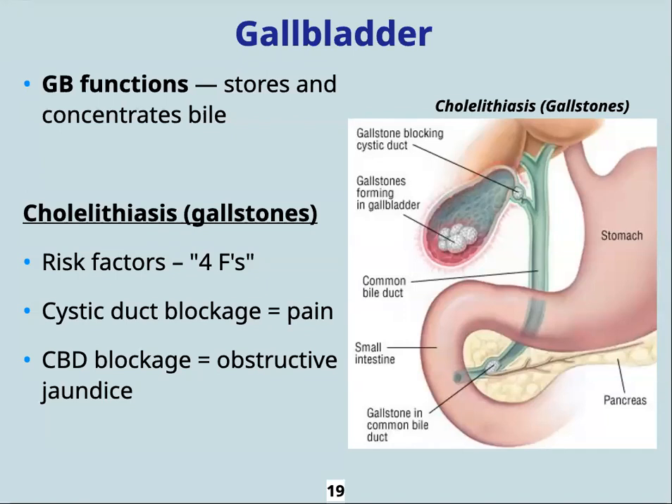Obstructive jaundice is a commonly seen symptom for patients with cholelithiasis or gallstones, and this happens when the blockage causes bile salts and pigments to accumulate within blood, and that results in a jaundiced look on the skin as well as on their mucosa.